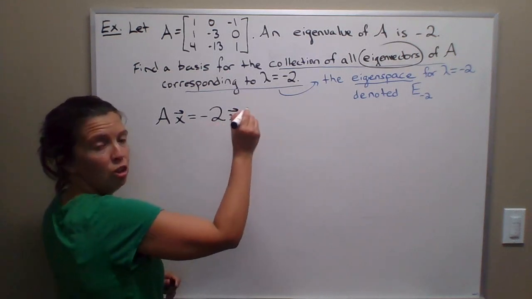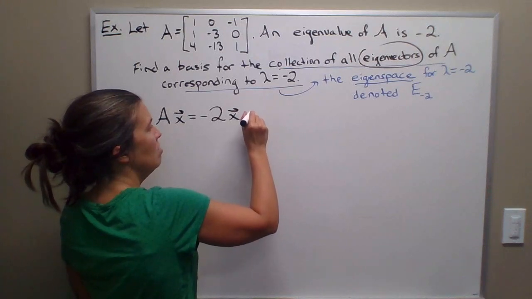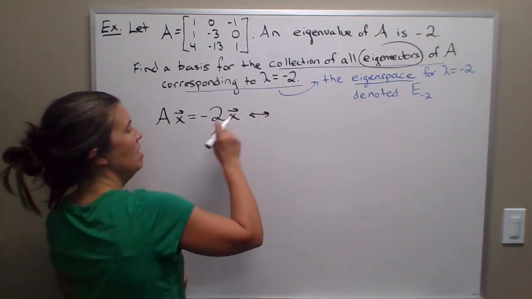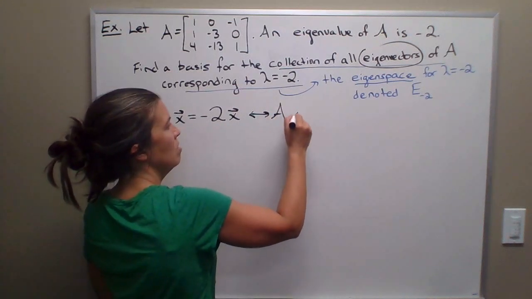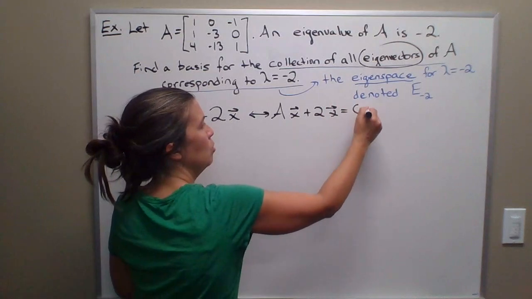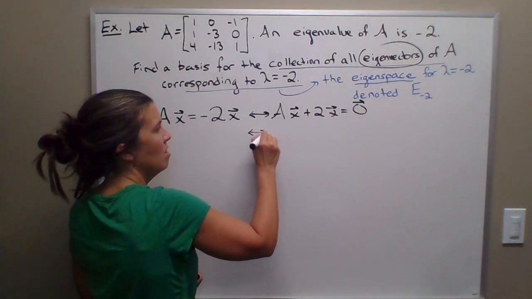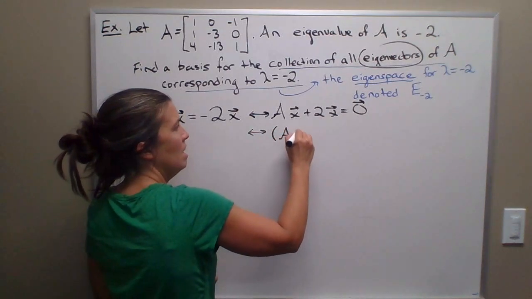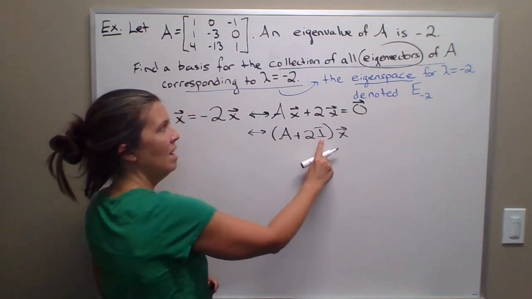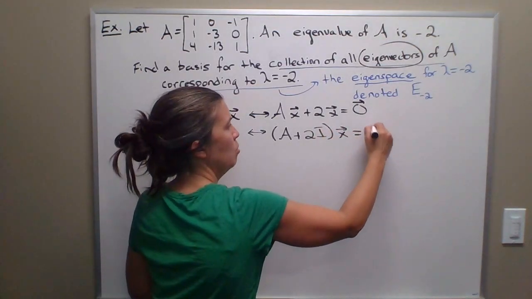Now, I've shown in the notes that this is equivalent. We could take this equation and express it as, suppose you move the 2x over here, so we could write this as Ax plus 2x equals 0. And we could express that as (A plus 2I) times x equals 0, where I is the 3 by 3 identity matrix.